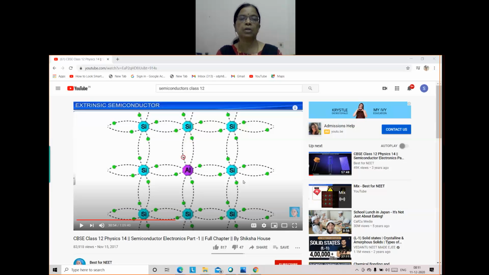So we cannot use it for different purposes. Anyway, we have to increase the conductivity of the semiconductor. So one thing we have seen, when temperature increases, conductivity increases. That we have seen. And we have to take it for different practical purposes.